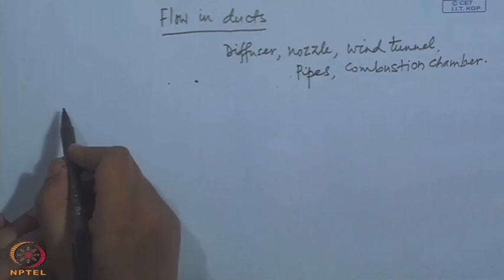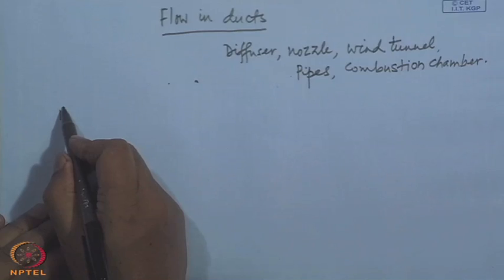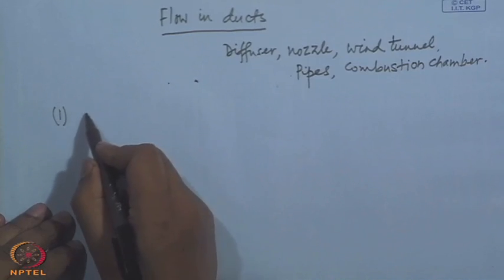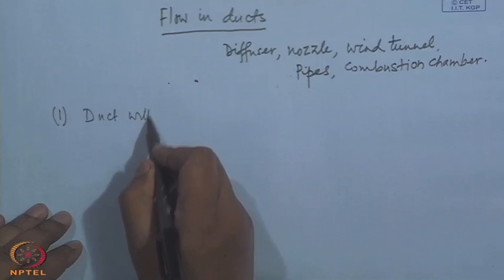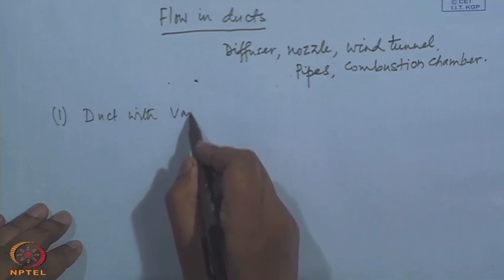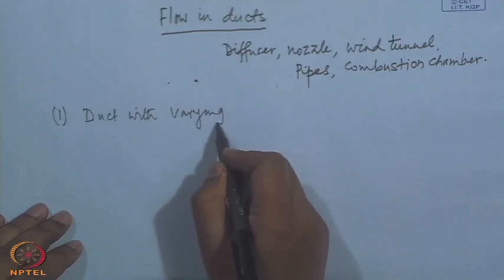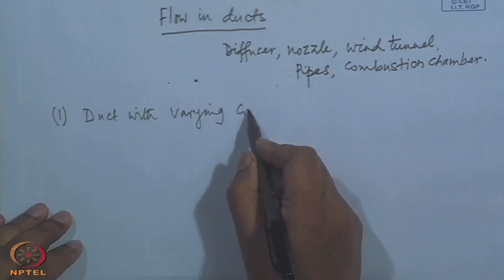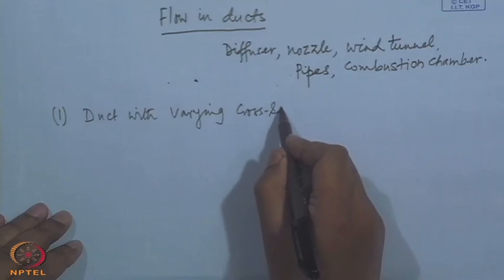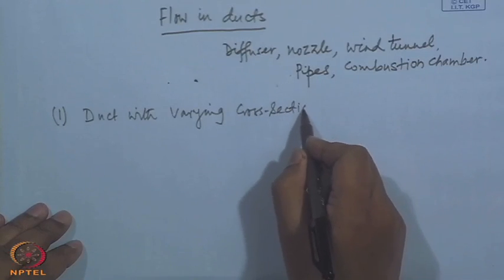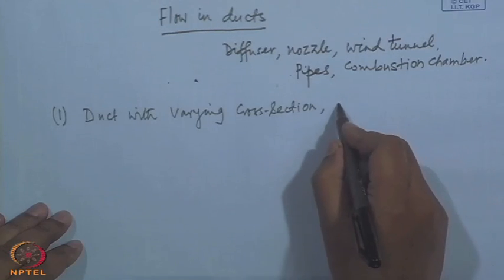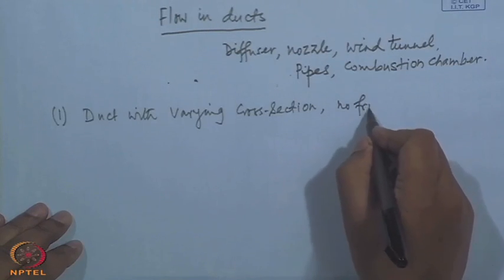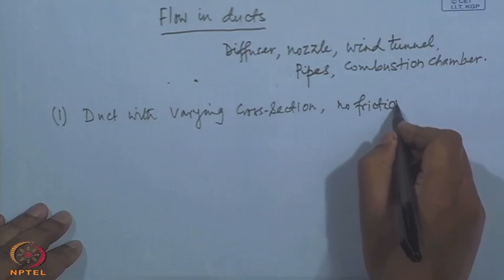Now, the first problem that we will be considering is duct with varying area, duct with varying cross sectional area, but no friction and no heat transfer.